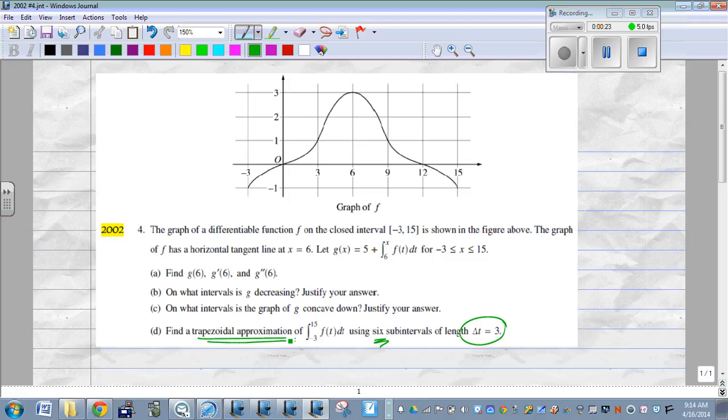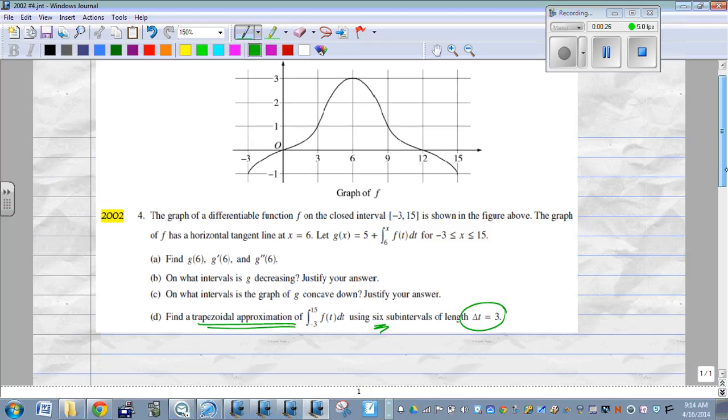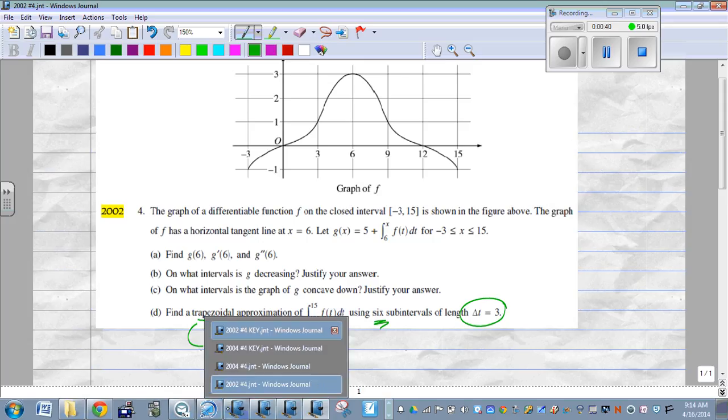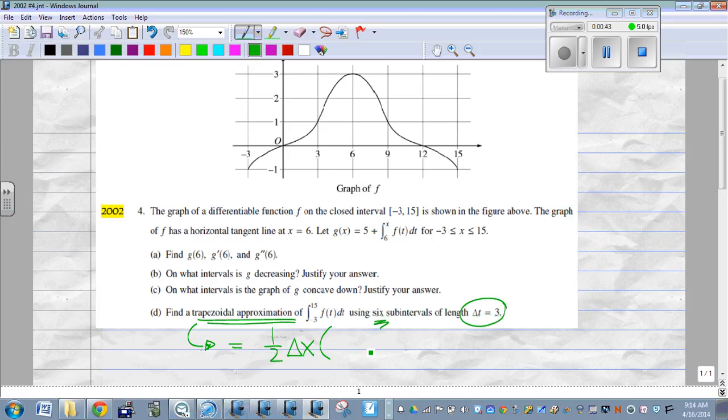So use the trapezoidal approximation. Probably don't remember that formula off the top of your head, but it looks harder than it is. Alright, so the area using the trapezoidal sum is going to be 1/2 times delta x times f of x sub 0 plus 2 times f of x sub 1 plus 2 times f of x sub 2 plus dot dot dot 2 times f of x sub n minus 1, plus f of x sub n.